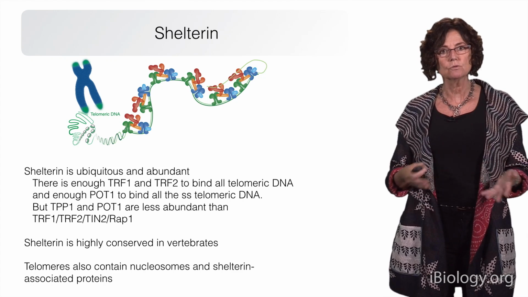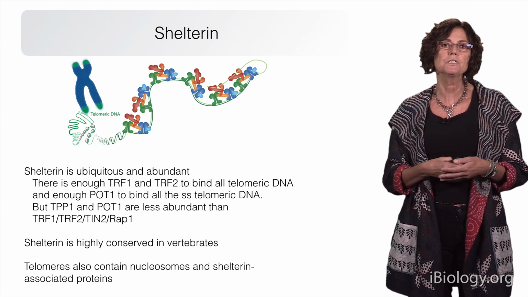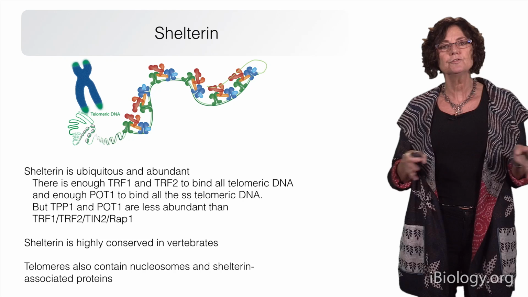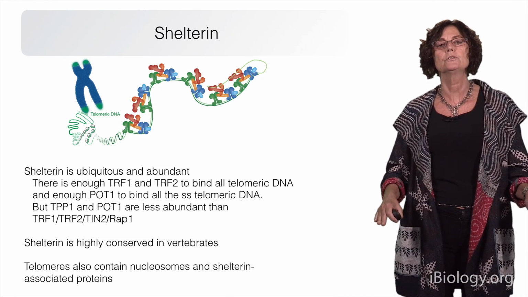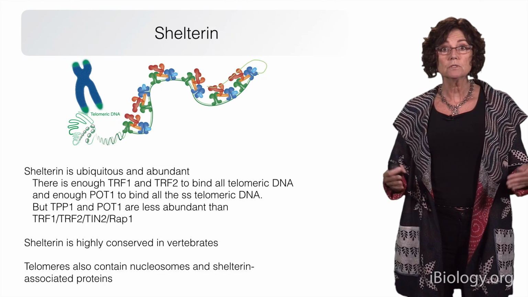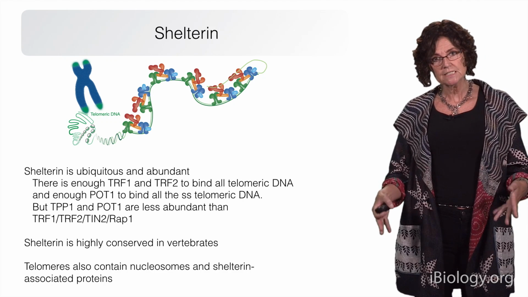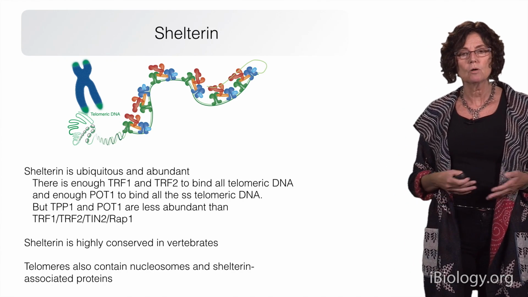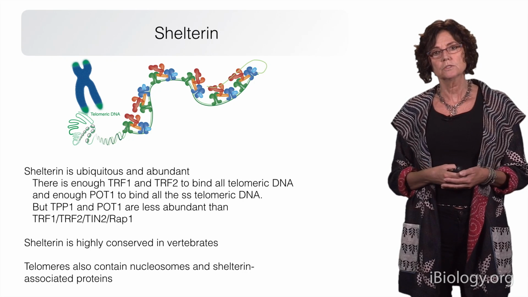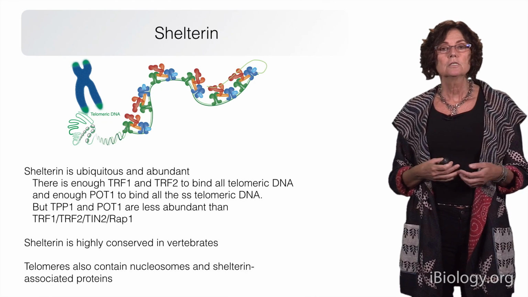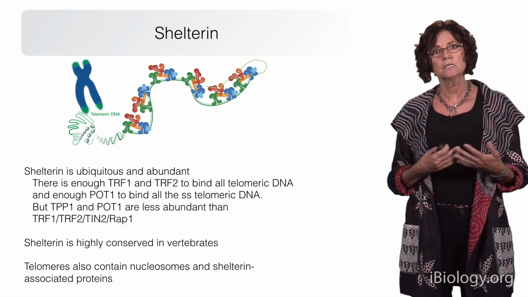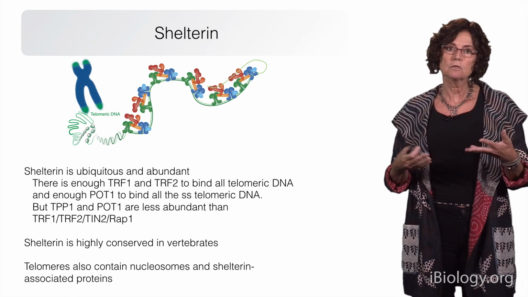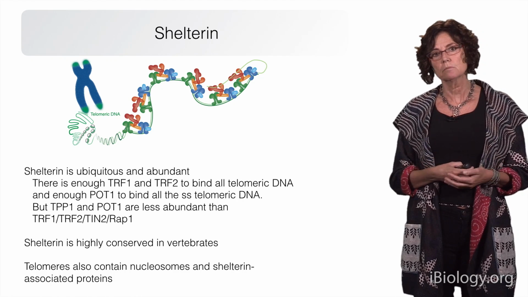So Shelterin is very abundant. It's there at telomeres in all cells. It's ubiquitously expressed. And there are so many copies of Shelterin per telomere that there is enough TRF1 and TRF2 to cover all the telomeric DNA. There's also enough Pot1 to bind all the single-stranded telomeric DNA at the telomere. In fact, there's 10 times more Pot1 than there is room for Pot1 on the single-stranded DNA. But TPP1 and Pot1 are less abundant than the other Shelterin components. And although I don't draw this in my slides, there are Shelterins that don't have TPP1 and Pot1 on them.